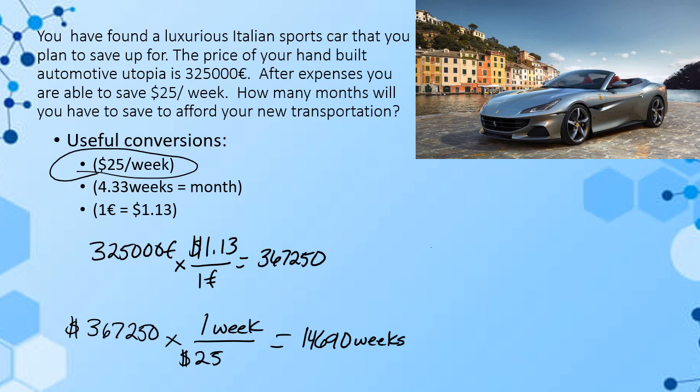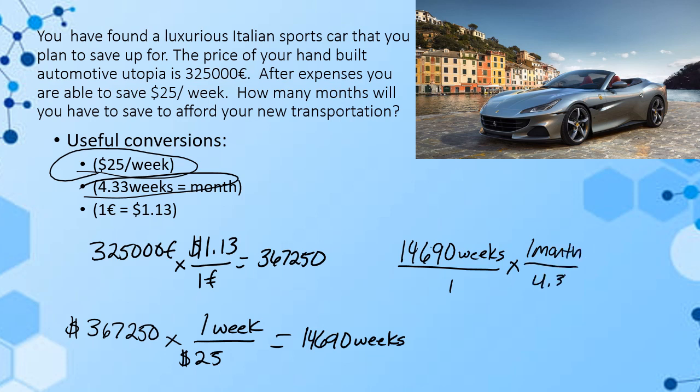So if I take my 14,690 weeks, and I may throw that over 1 just for bookkeeping, and I multiply it by my conversion factor here, there's 4.33 weeks in every month. I'm going to put month on top because I want the weeks to cancel out. 1 month is 4.33 weeks.